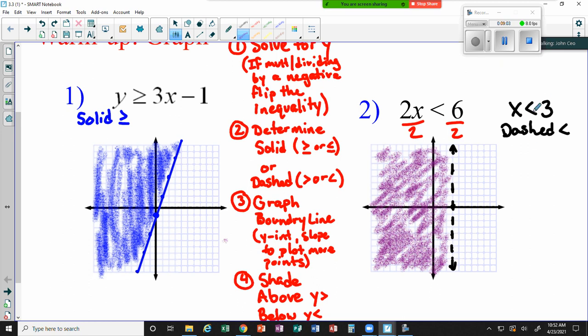And I want to know, where is x less than 3? All the x values that are less than 3 are left of that line. Okay? That's how we graph those inequalities.